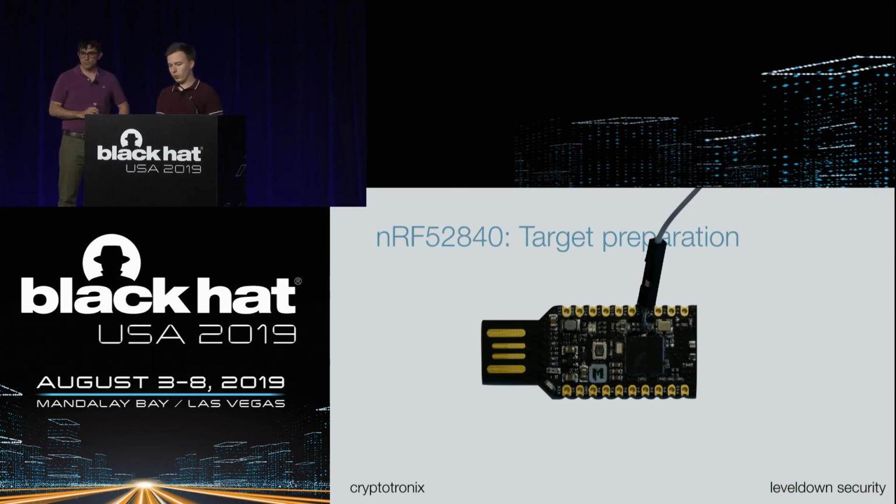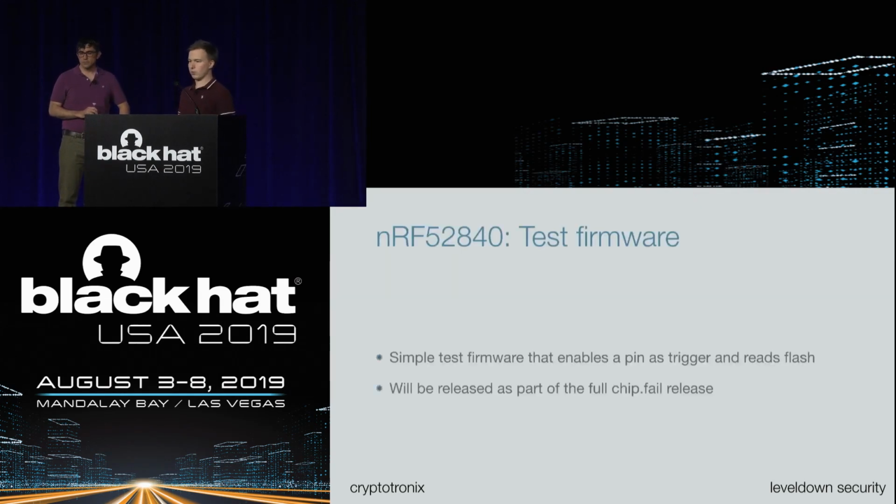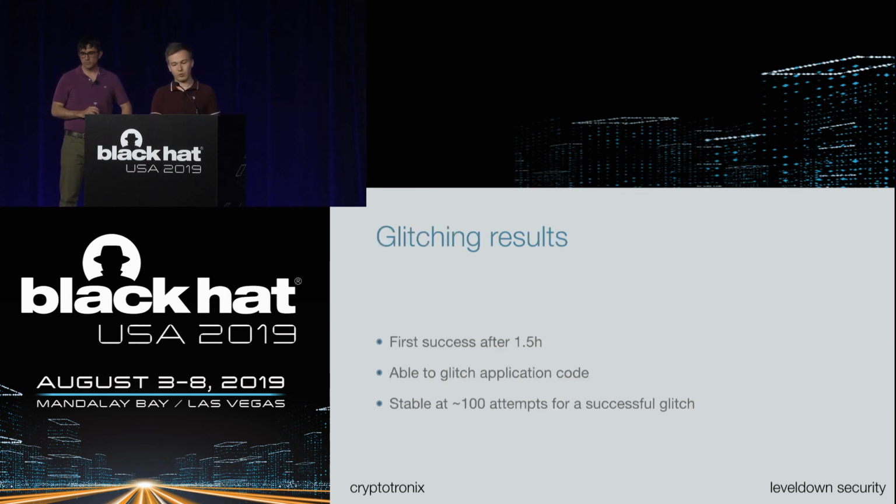And so what we did is we wrote a very simple test firmware that does what we saw earlier. Basically, you boot the chip, it puts a trigger line high, and then we glitch a flash read, and we check if we are successful. And in this case, on the nRF52, we were successful. After 1.5 hours, we had a successful glitch attack. We were able to glitch application code, and we managed to get this glitch really stable at roughly 100 attempts for a successful glitch.